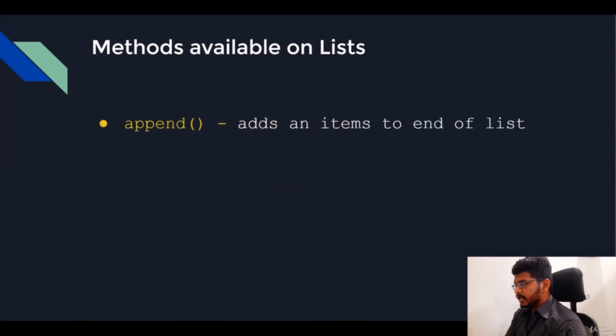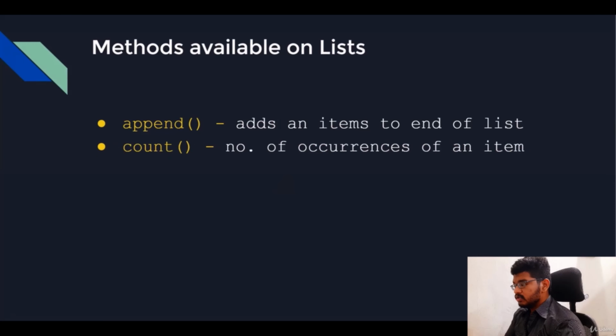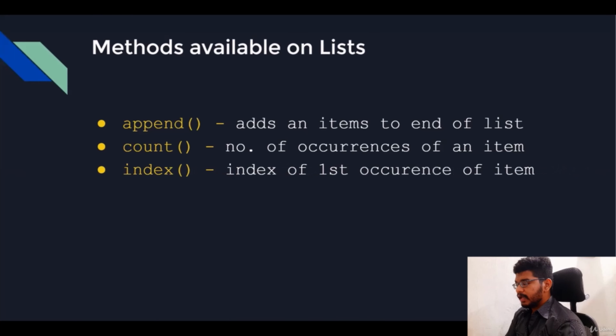One of the methods is append, which you've already seen in the previous lectures. Another one is count. When we use count, it will give the number of occurrences of an item. If we use this method on a list, we can pass an item, and it will tell us how many times this item is present. There is also index, which gives the index of a value.